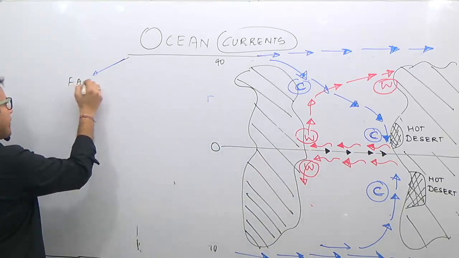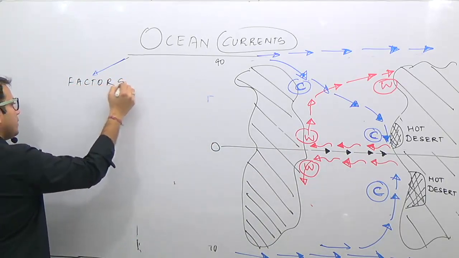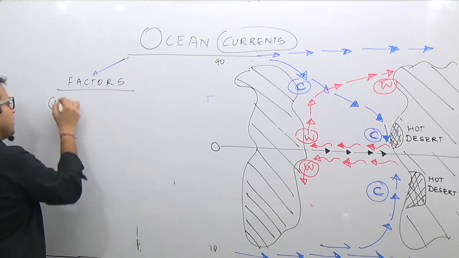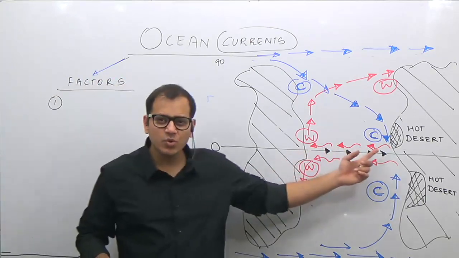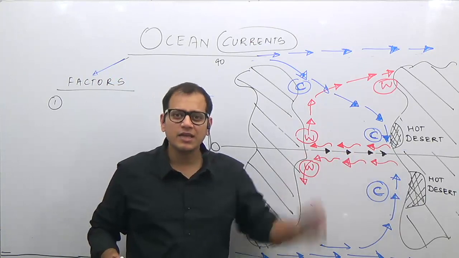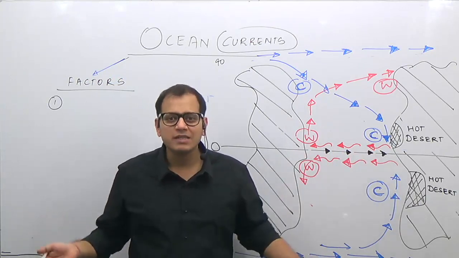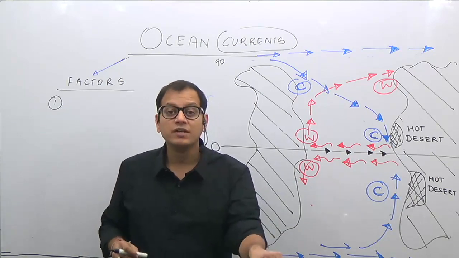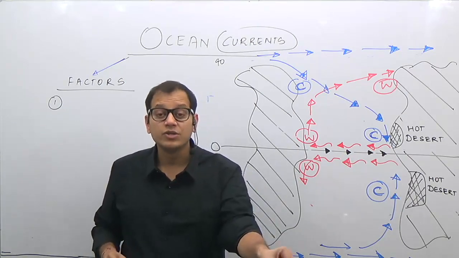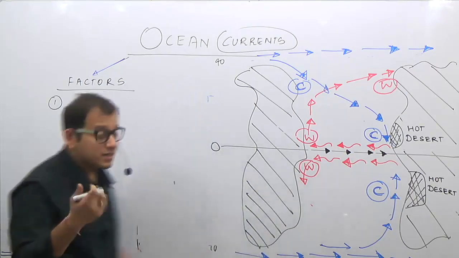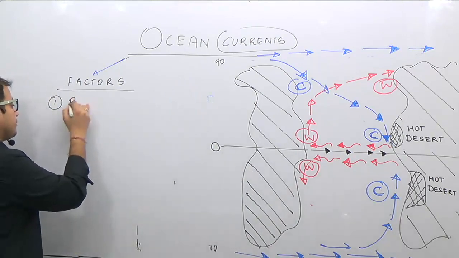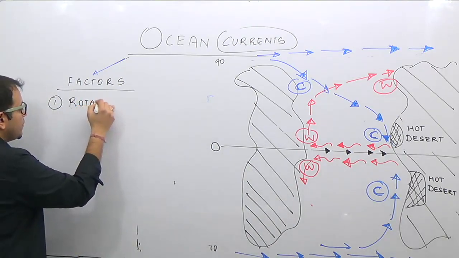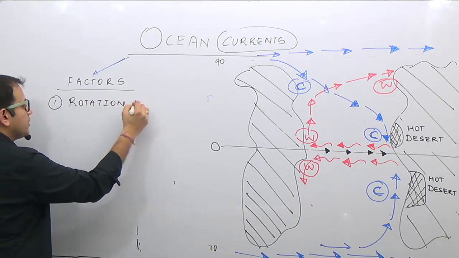So, one of the factors which affect the ocean current, why is this generated? These two ocean currents, that is the equatorial current and the equatorial counter current. Obviously, one of the factors is the rotation of the Earth, that is, the factors related to the rotation of the Earth. So, one of the factors is the rotation of the Earth.